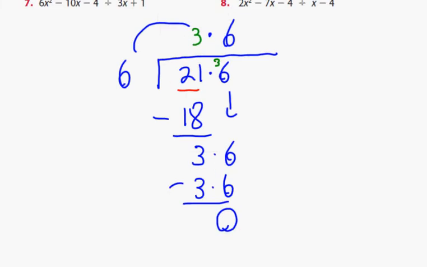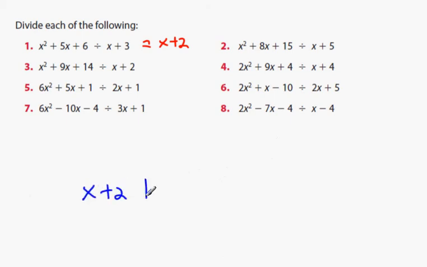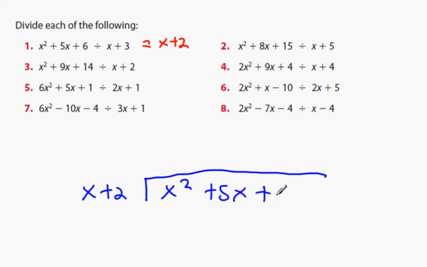Now, we are going to do the exact same thing with this question here. We're going to divide x plus 2 into x squared plus 5x plus 6. Now, to do division, what you need to do is always do this. Underline the first part of what you're dividing in by. What is x squared divided by x? x. Is everybody happy with that?